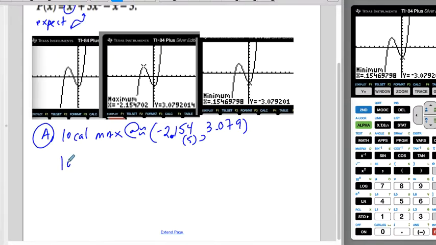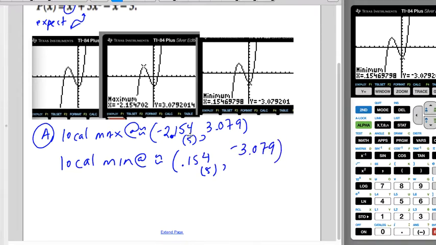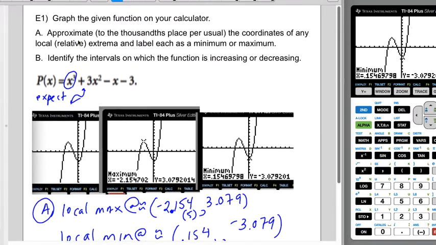There is a local min at approximately 0.154 or 5, depending on if you round or truncate, and negative 3.079. Okay, so that's the first part. It's the first thing I was asked to do, approximate each, which I did, and label as max or min, which I did. Now I need to identify the intervals of increasing and decreasing.